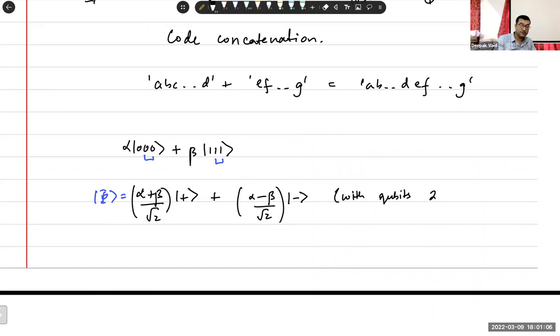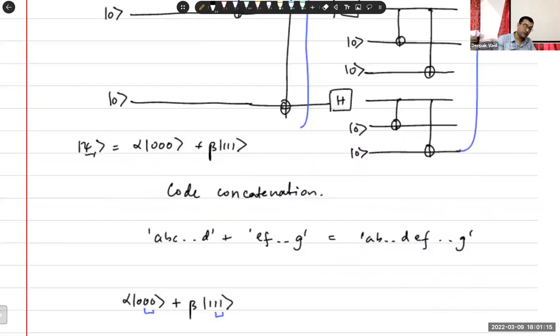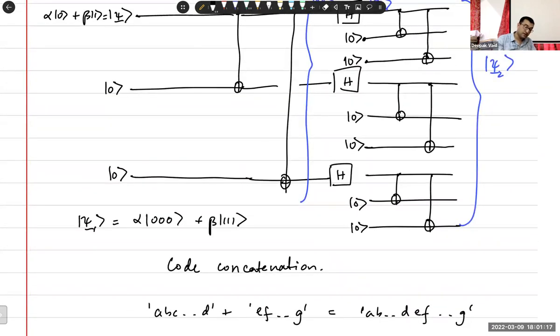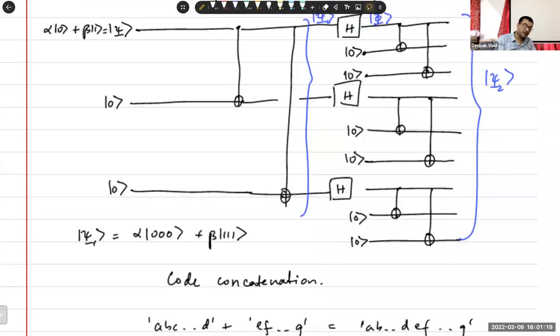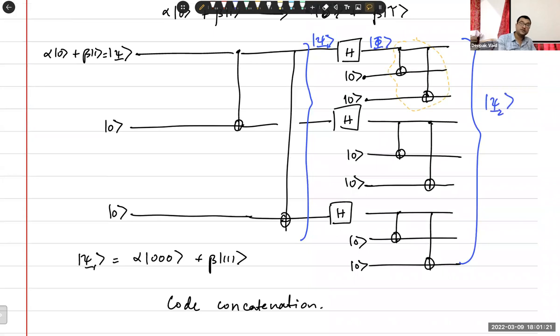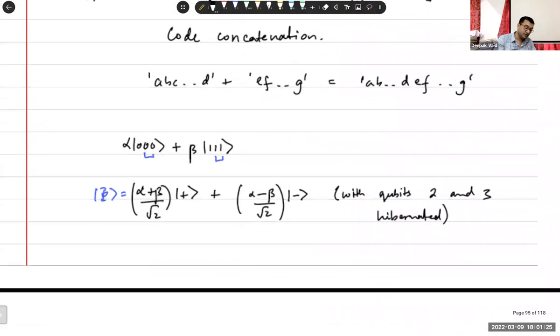With qubits 2 and 3 hibernated. Okay. Meaning they are there. We're just not worried about them. We know what their state is. And then once again, we are applying the C naught gates. What will happen if we apply the C naught gates in this order?